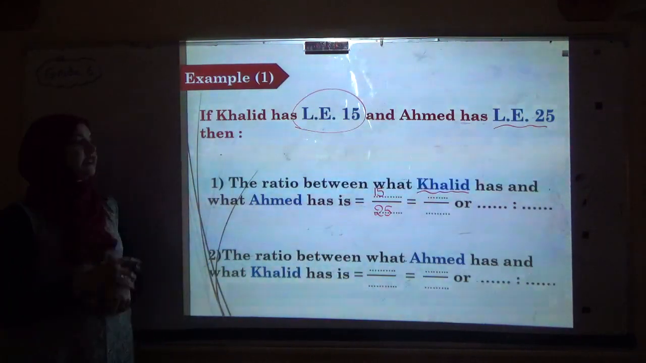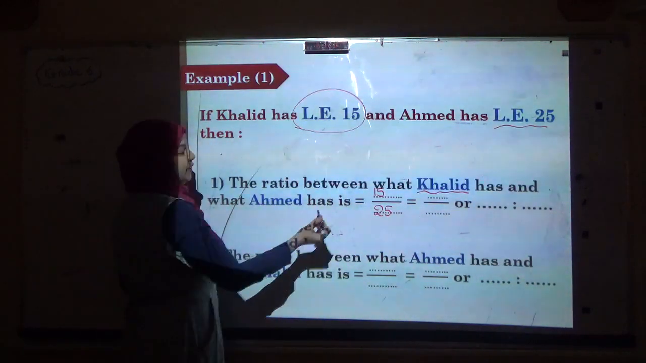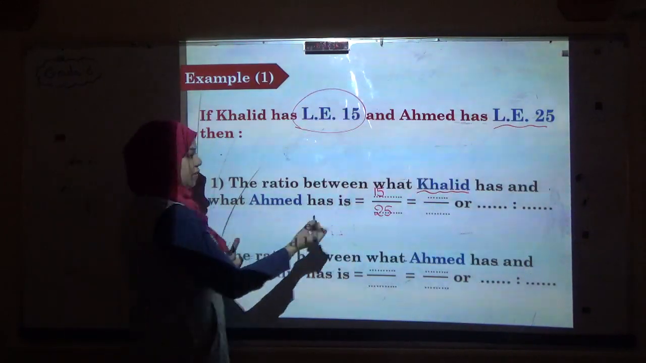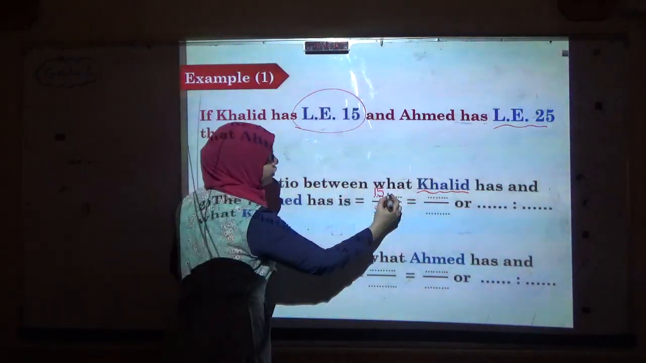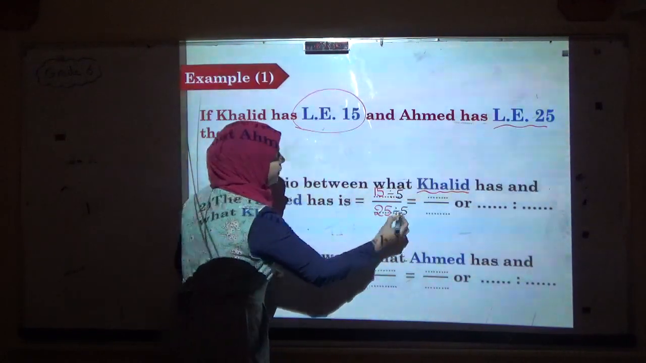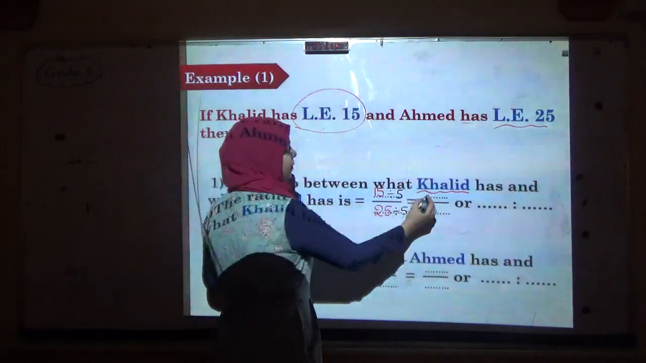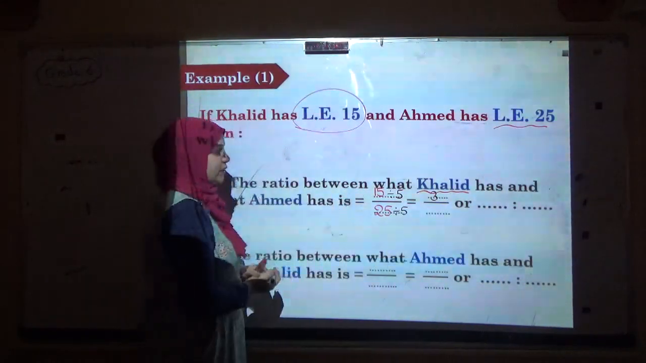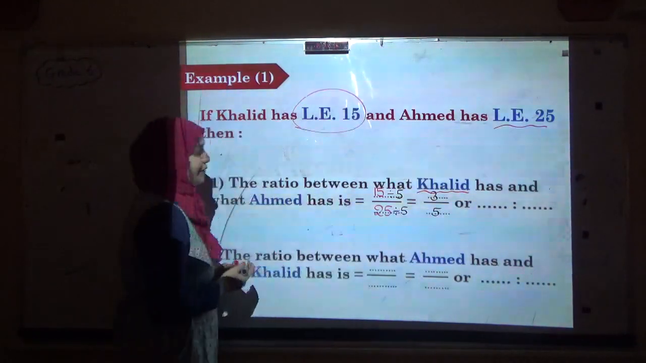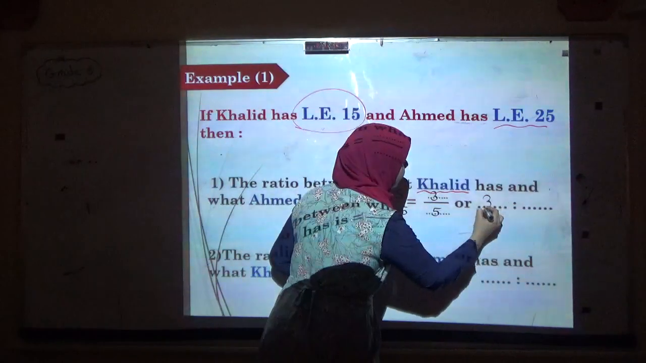And we should put this ratio in its simplest form by dividing the two terms by the same number, which is the highest common factor. And the highest common factor between 15 and 25 is 5. So we will divide up and down by 5. 15 divided by 5 equals 3. 25 divided by 5 equals 5. So the ratio in the simplest form is 3 over 5, or we can write this as 3 to 5.